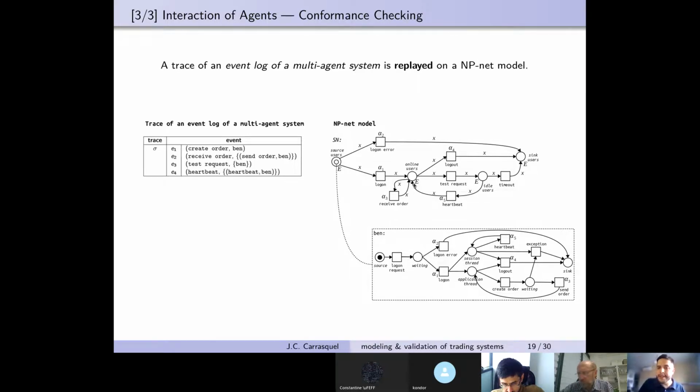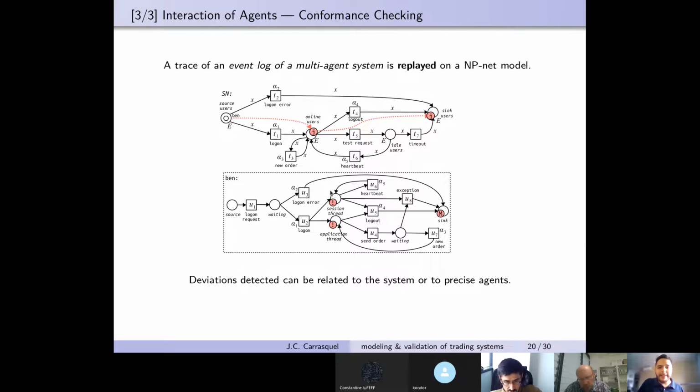But then we also need to check the input place, the preconditions of each transition. Are they filled? Do we have the correct token on each? So for executing receive order, there is Ben in the input place online users. Moreover, Ben is enabled for executing send order. So we can check if this is correct.